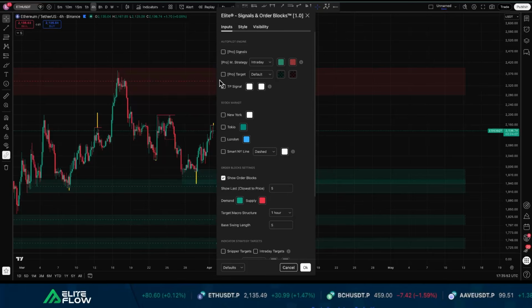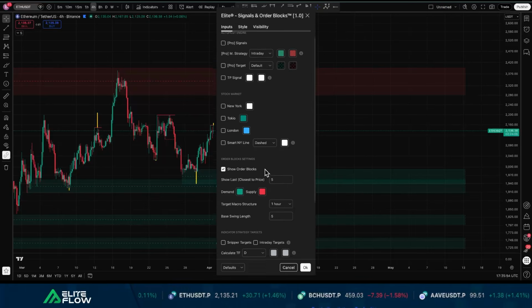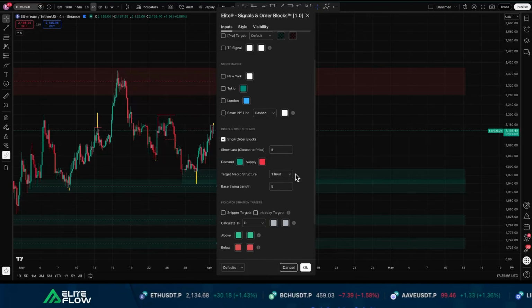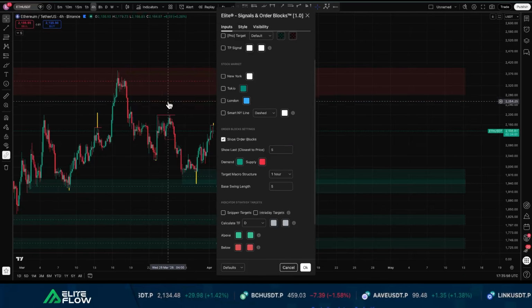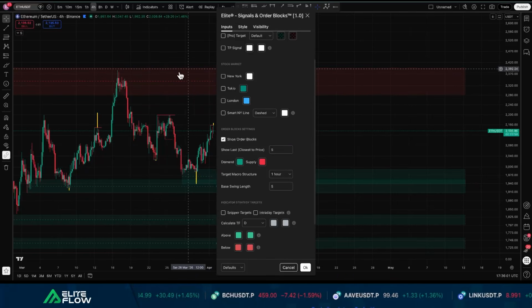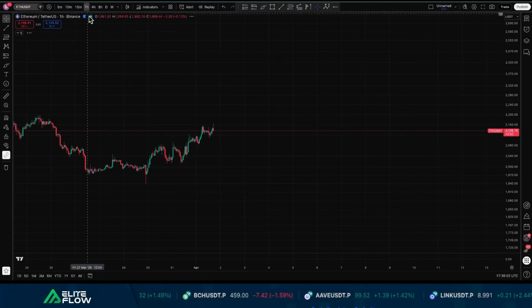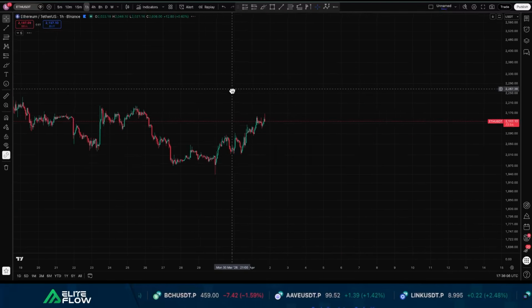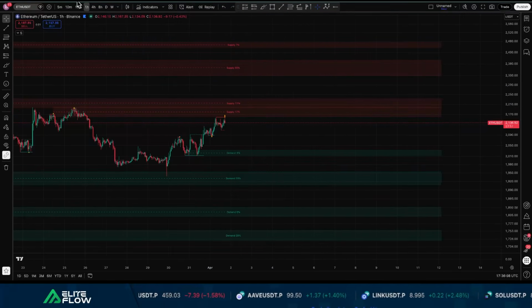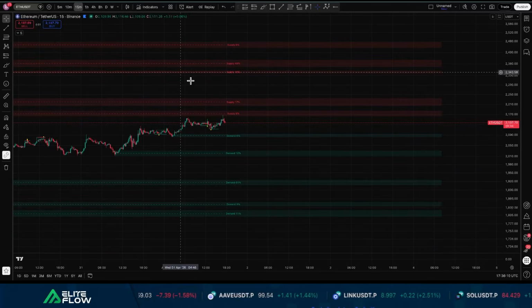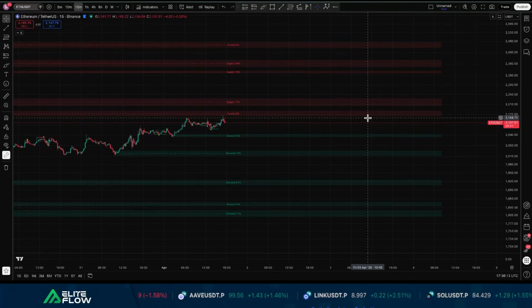Next, we've got the macro structure. So what does this mean? On the 4 hours, you can see I have my own 4 hour order blocks. On the hourly, I have my hourly order blocks when they load. And then if I move on 15 minutes, you can see there's a bunch of order blocks.